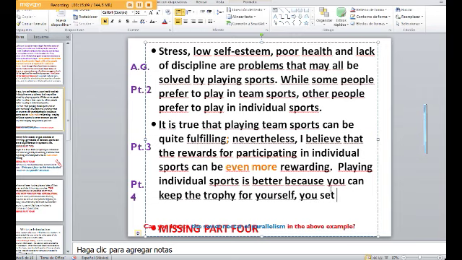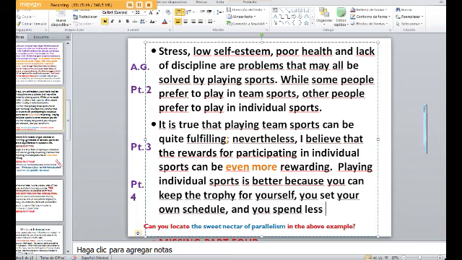You set your own schedule and you spend less money. Okay, and that sentence is in parallel structure. Everything after because is in the same structure. We've got a subject and a verb, a subject and a verb, and a subject and a verb.